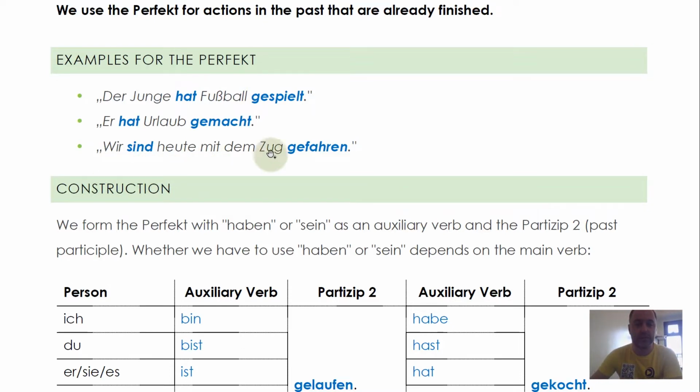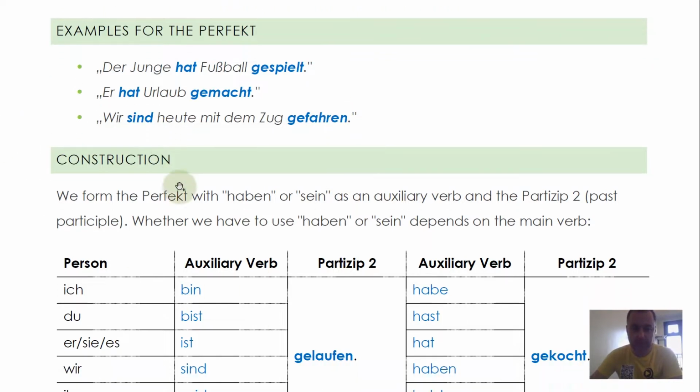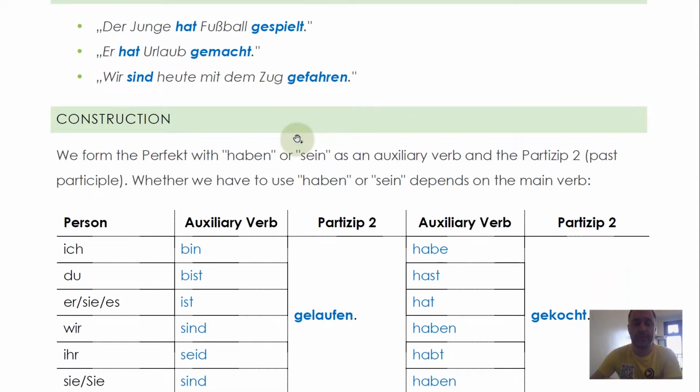Wir sind heute mit dem Zug gefahren. We have rode the train today. Those are word by word translations. There you can already see, in English you wouldn't say it like this. That's why the use is a bit different.